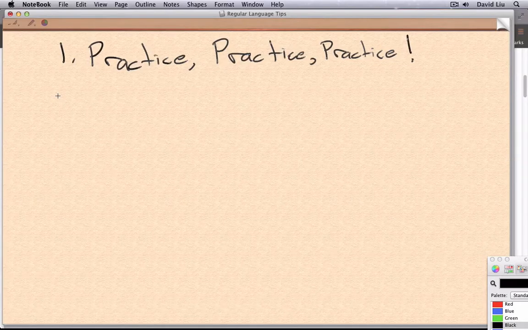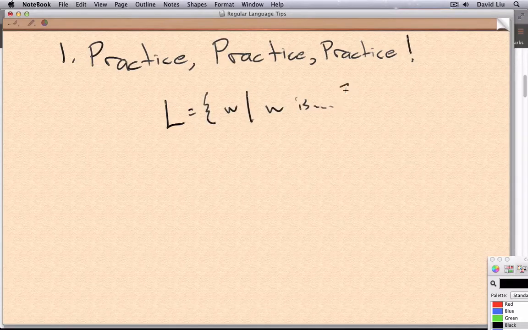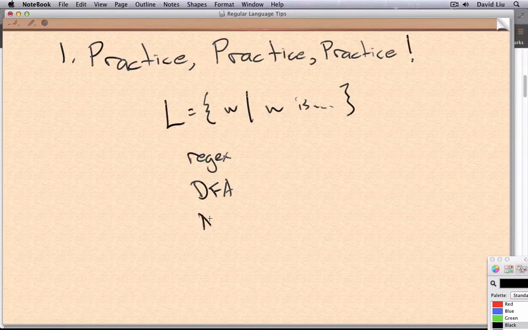So my first tip is practice writing regular expressions, DFAs, and NFAs as much as you can until you get very, very good at them. It shouldn't come as a surprise that there's going to be some questions on the final where, say, I give you a language, and then I ask you to either write a regular expression for that language, or to draw a DFA for that language, or to draw an NFA for that language.